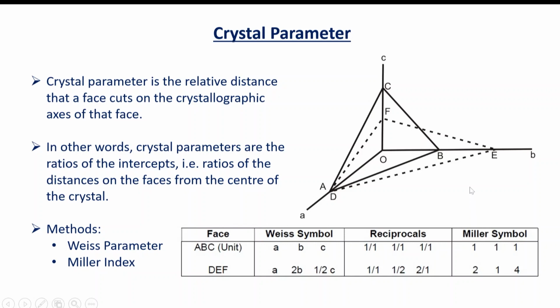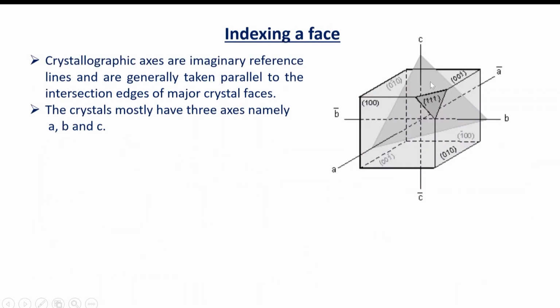But remember always that Miller indices of a face are kept in first brackets. So for the DEF face, you have the reciprocals of 1A, 2B and half C as 1 by 1, 1 by 2 and 1 by half, that also means 2 by 1. So now your Miller indices for this particular face that is represented as DEF is (214), which again has to be kept in first bracket.